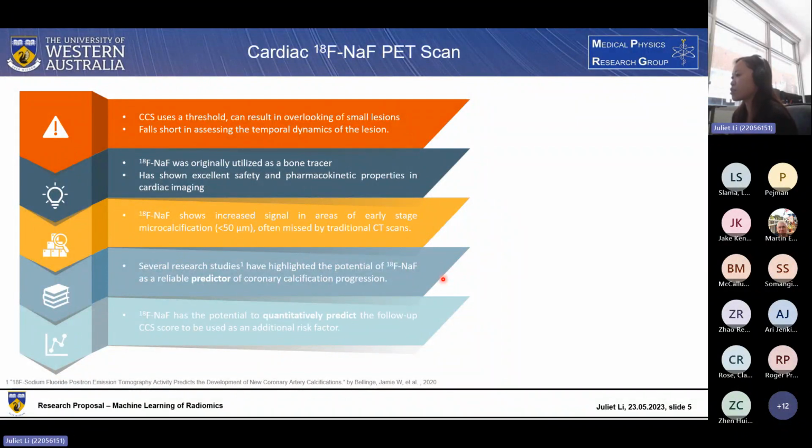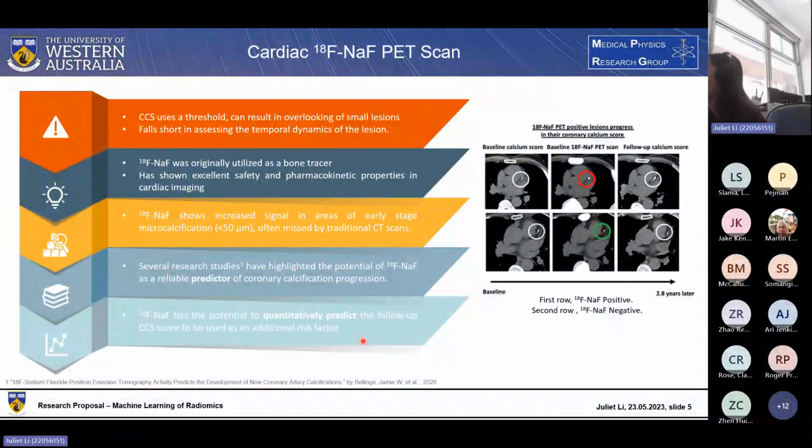So in this research, our aim is to use F18 sodium fluoride to quantitatively predict the follow-up calcium score, to be used as an additional risk factor so that clinicians have an idea of how each lesion will progress 2 to 3 years down the road, for better patient management.